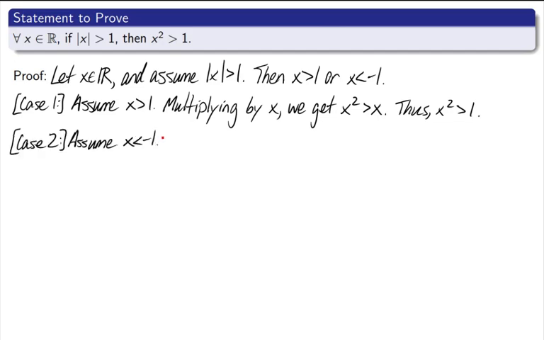Case 2. Assume x is less than -1. We'll do the same thing. Let's start out by just multiplying by x. But just as a warning, remember, when you multiply by x this time, x is a negative number.